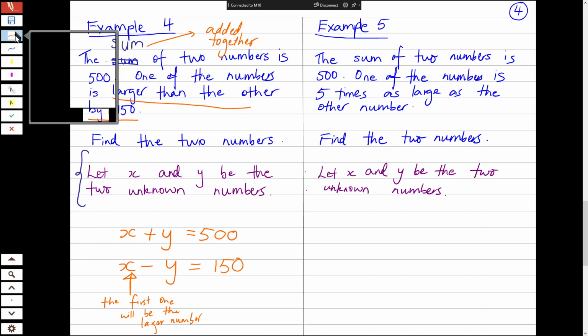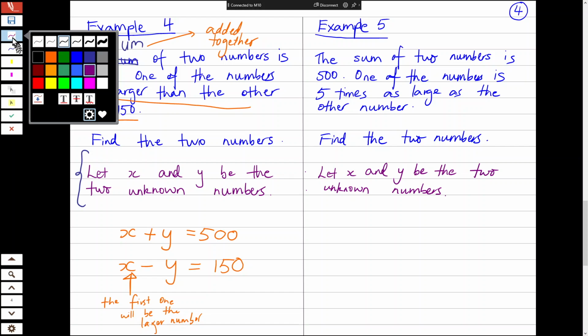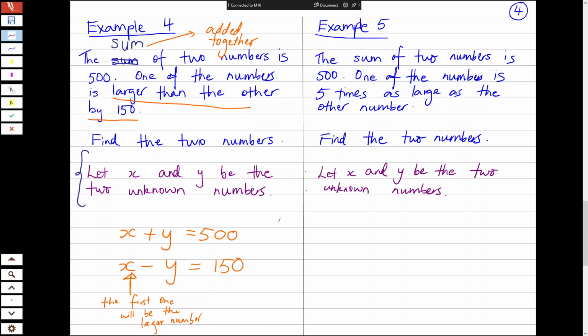Okay, year 11s listening. We are finished now. So if you did this correctly, you will have found x equals 325 and y equals 175. And you'll see that the numbers do indeed add up to 500, and one is larger than the other by 150. So if you want, you could say the two numbers are 175 and 325.